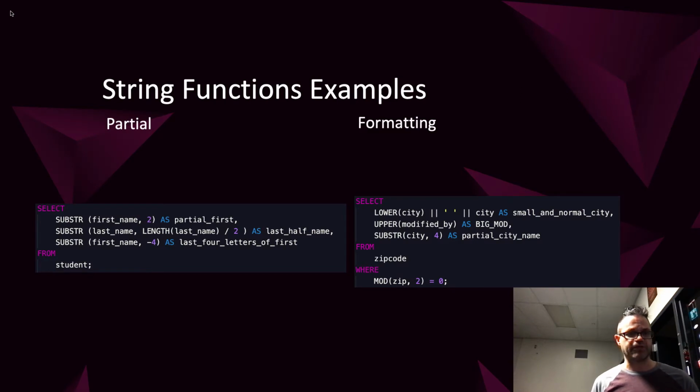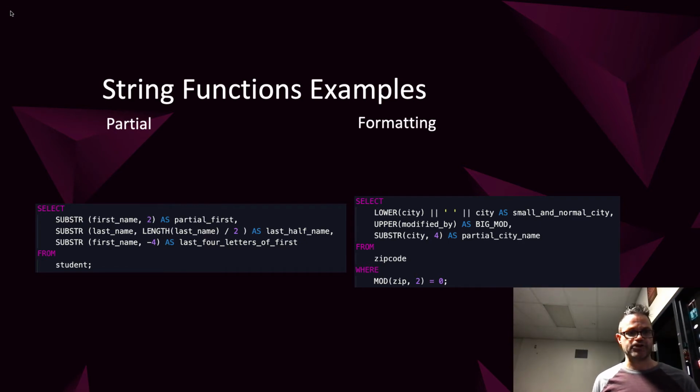Some examples we see for this, we have a substr example where I have substr first name, comma 2 as partial first. So I'm going to go to the second letter and then go to the end of that. Substr last name, comma length of last name divided by 2. I'm going to get the last half of the last name because I'm passing it the halfway point of the string and going from there into it.